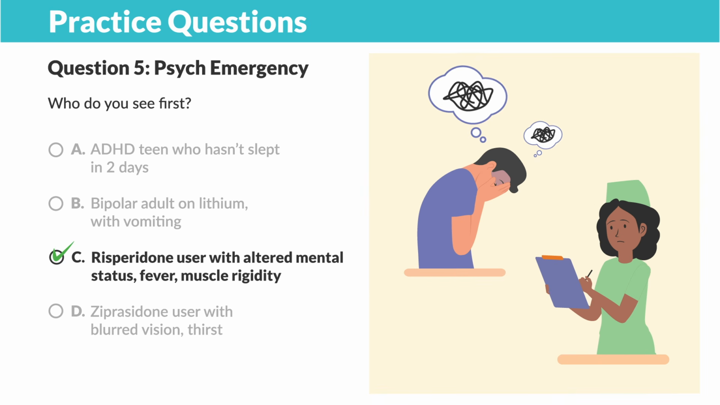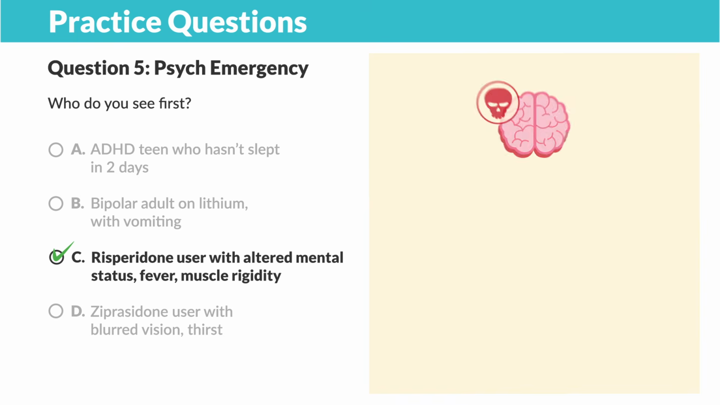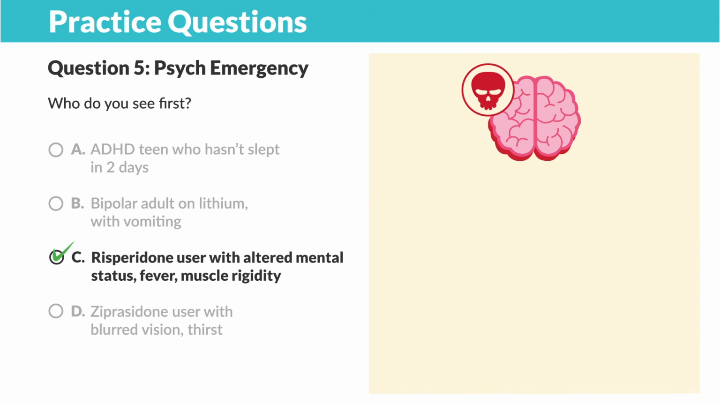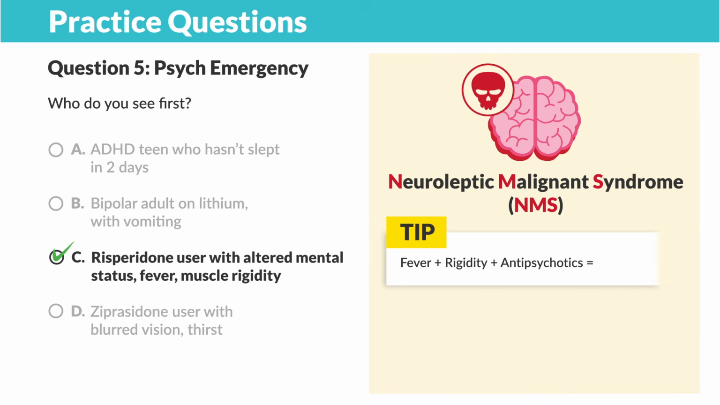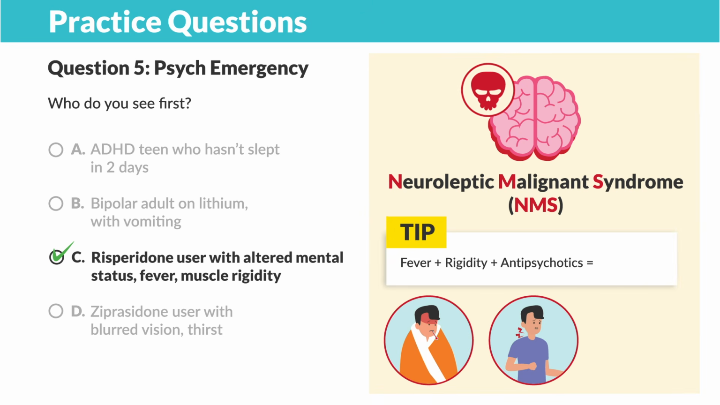Anytime you see a client taking risperidone with altered mental status, fever, and muscle rigidity, you gotta think NMS, neuroleptic malignant syndrome. Again, this is a life threatening emergency, and we talk about it a lot in our pharmacology mastery series, which is located at SimpleNursing.com. So, again, a quick tip: if you see fever, rigidity, and the client is on antipsychotics, you gotta think NMS.